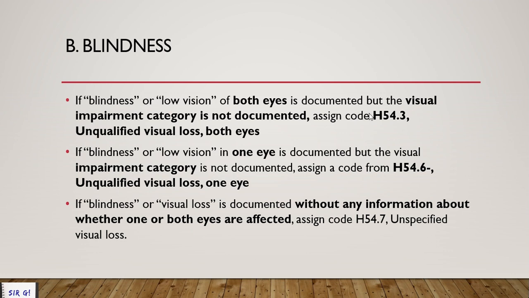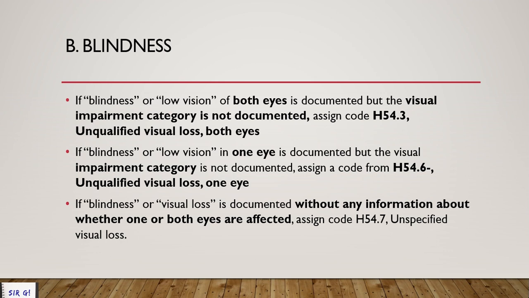Okay. So this code should only be used if there's documentation of both eyes, but there's no impairment category documented. Here, one eye is affected only, and still there's no documentation of impairment category. And here, there's no documentation if both eyes or one eye is affected. So, these are just last resort codes. Now, before using these codes, obviously you know the both eyes. Is it the left or the right eye?